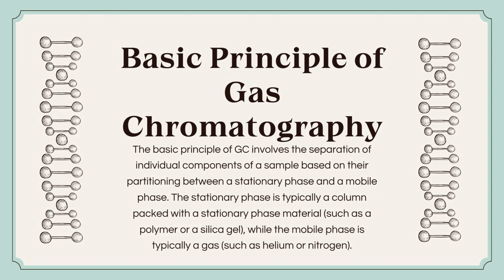For this part, I want to talk about the basic principle of gas chromatography. The basic principle involves the separation of individual components of a sample based on their partitioning between a stationary phase and a mobile phase. The stationary phase is typically a column packed with a stationary phase material such as a polymer or a silica gel, while the mobile phase is typically a gas such as helium or nitrogen.